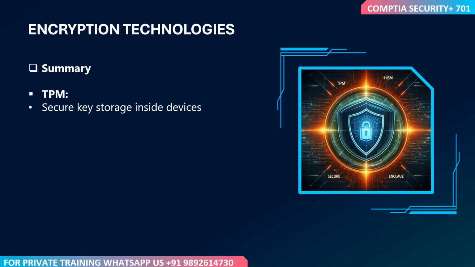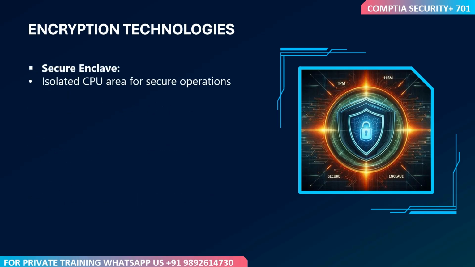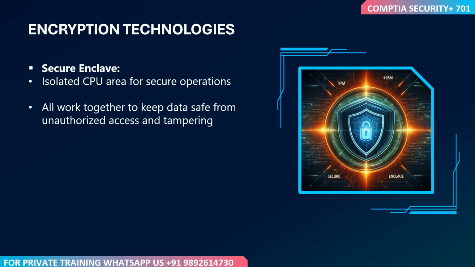By using TPM to secure encryption keys, HSMs to protect data at scale, KMS to manage key life cycles, and secure enclaves to keep sensitive data isolated, these systems work together to provide comprehensive protection. Each one offers a unique way to secure data, ensuring that no matter how data is being used or transmitted, it remains safe from unauthorized access or tampering.